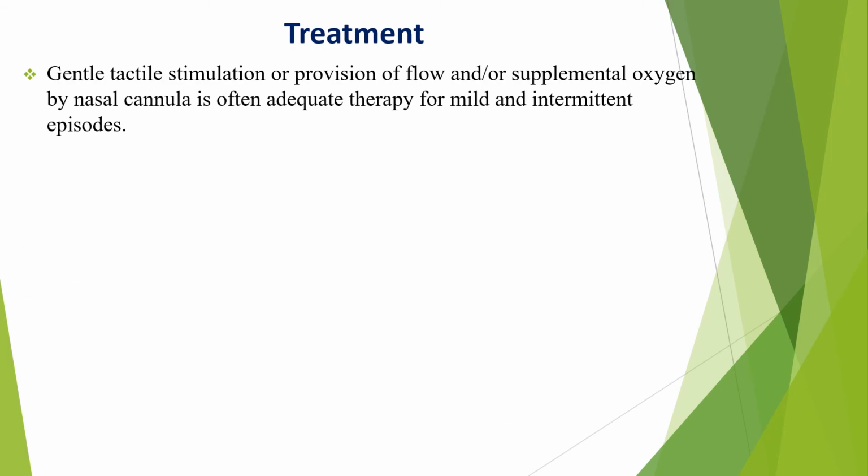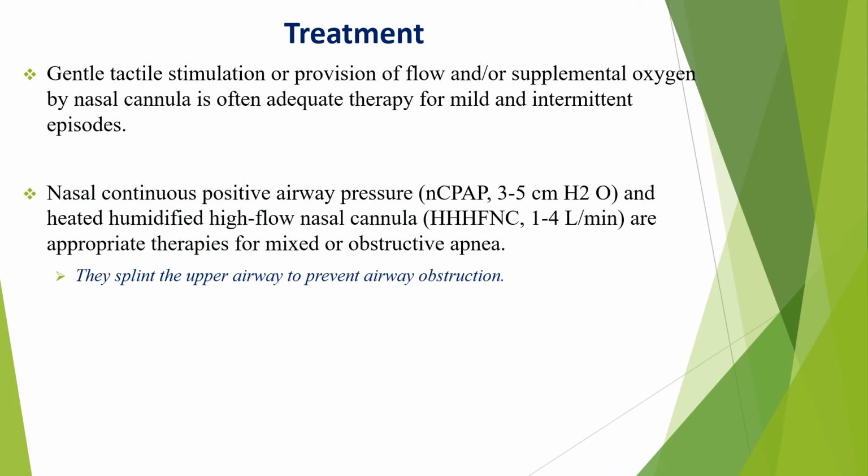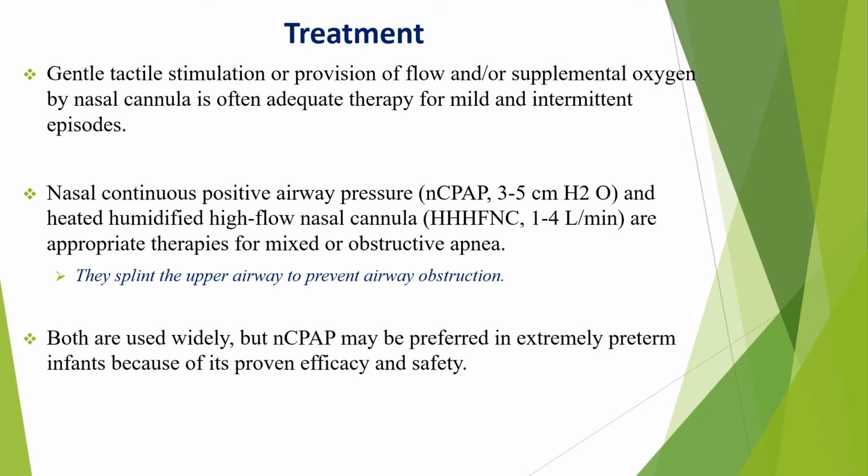When we look at treatment of apnea of prematurity, gentle tactile stimulation or provision of flow and/or supplemental oxygen by nasal cannula is often adequate therapy for mild and intermittent episodes. Nasal CPAP or heated humidified high flow nasal cannula at 1 to 4 liters per minute are appropriate therapies for mixed or obstructive apnea because they splint the upper airway to prevent airway obstruction. Both are used widely, but nasal continuous positive airway pressure, or nasal CPAP, might be preferred in extremely preterm infants because of its proven efficacy and safety.